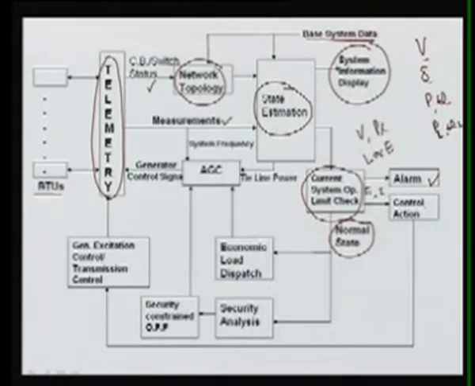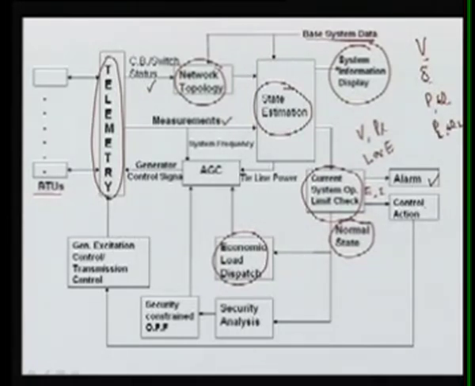Now, if your system is in the normal state, then we can perform the security analysis, and then we can also perform the economic load dispatch. And then this information, the economic dispatch, will be passed to the automatic generation control of the power system. Here basically with the AGC, we control the output of generators.